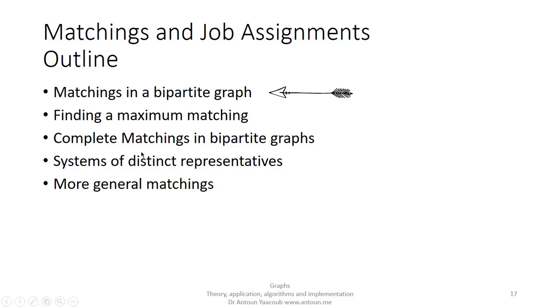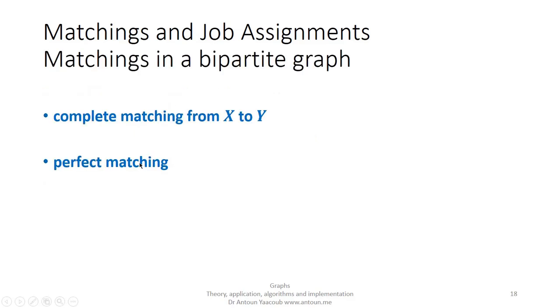You need to pay a lot of attention to this part. We consider that we have a graph which is bipartite with two parts, X and Y. This is always the case. Recall a matching M such that every vertex in X is incident with an edge of M. It's called a complete matching from X to Y. So every vertex from X, I can match with a vertex from Y. This is just from X to Y.